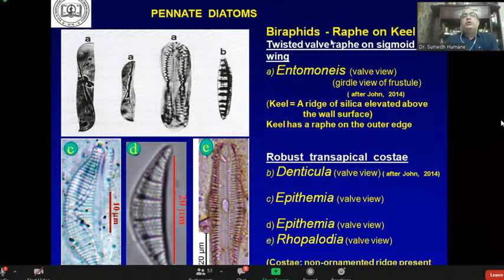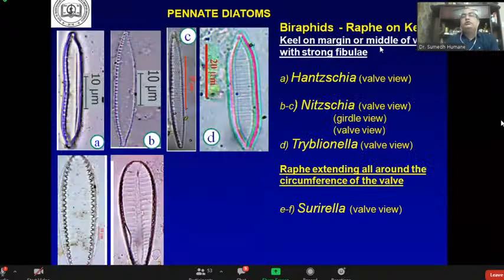So you have the biraphid diatoms with the strong keel margin or the strong fibulae. You can see these fibulae. It is nothing but a strong siliceous structural bridge. It is made up of silica, which is lying over the canal of this raphe. Here the raphe is there on the sides. Here you have the horizontally developed fibulae. So these fibulae are bridge-like structures made up of silica, and this is the typical characteristic feature of genera like Hantzschia, Nitzschia, Tryblionella.